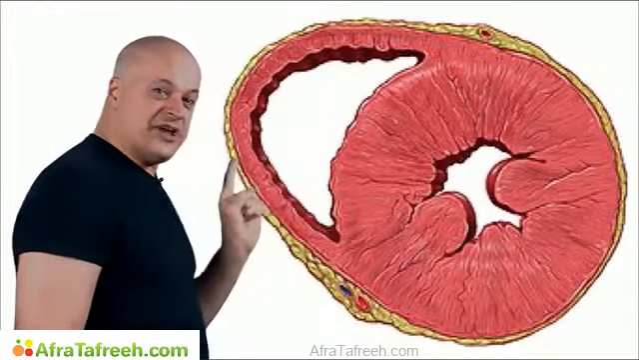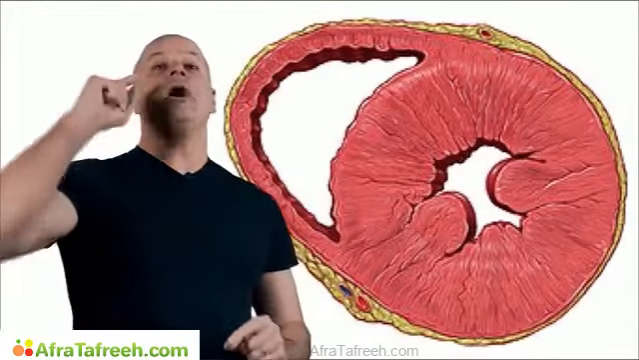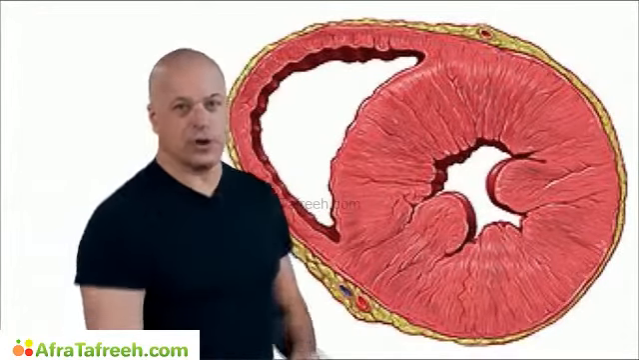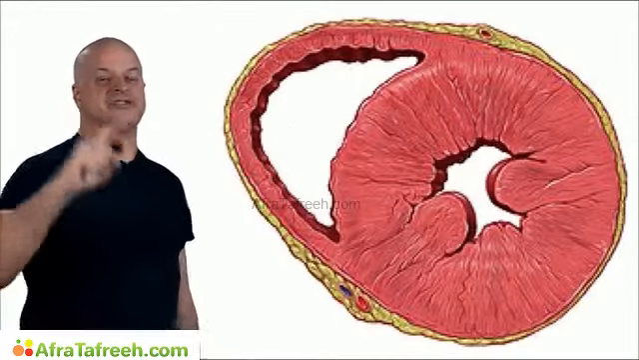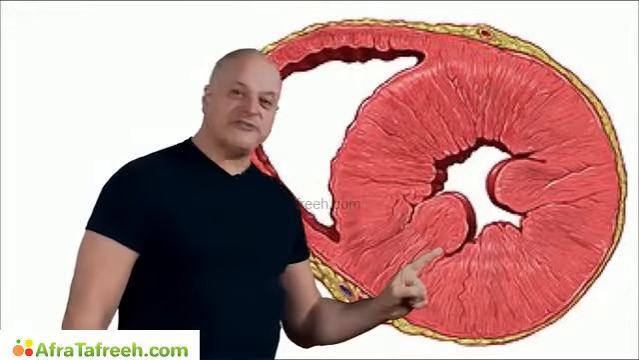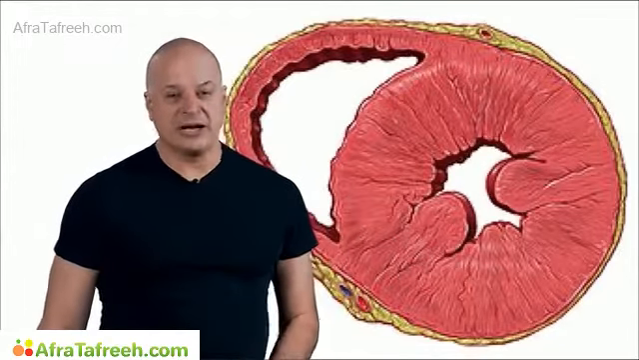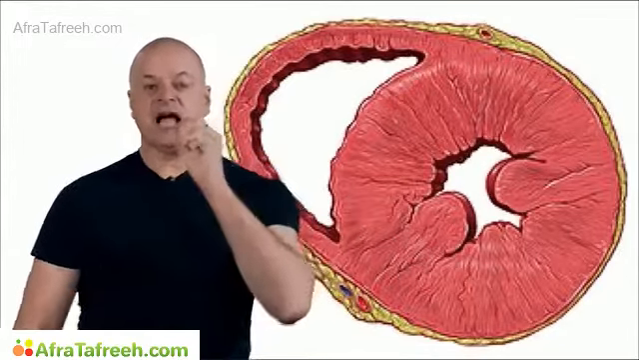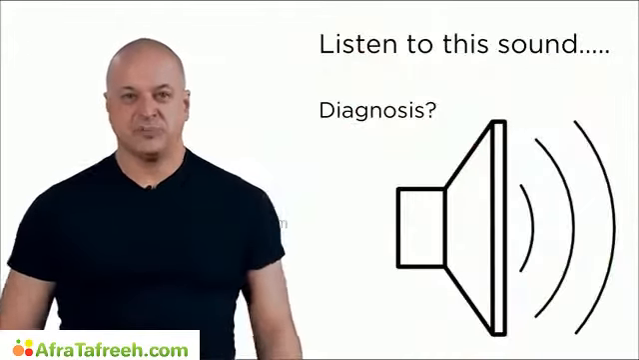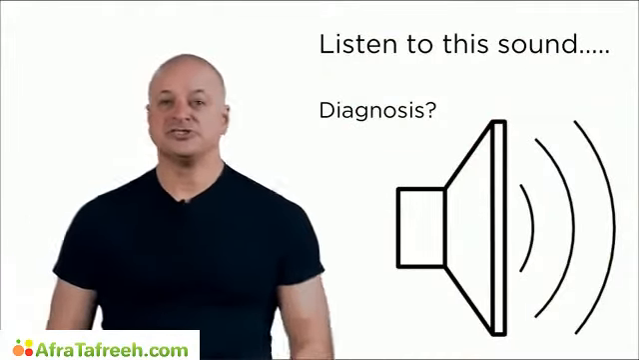The right ventricle is usually much thinner because the pressure in the lungs is lower. The left ventricle is much thicker because the systemic pressure is much greater. Hypertrophies displace the point of maximum impulse. Let's hear it.